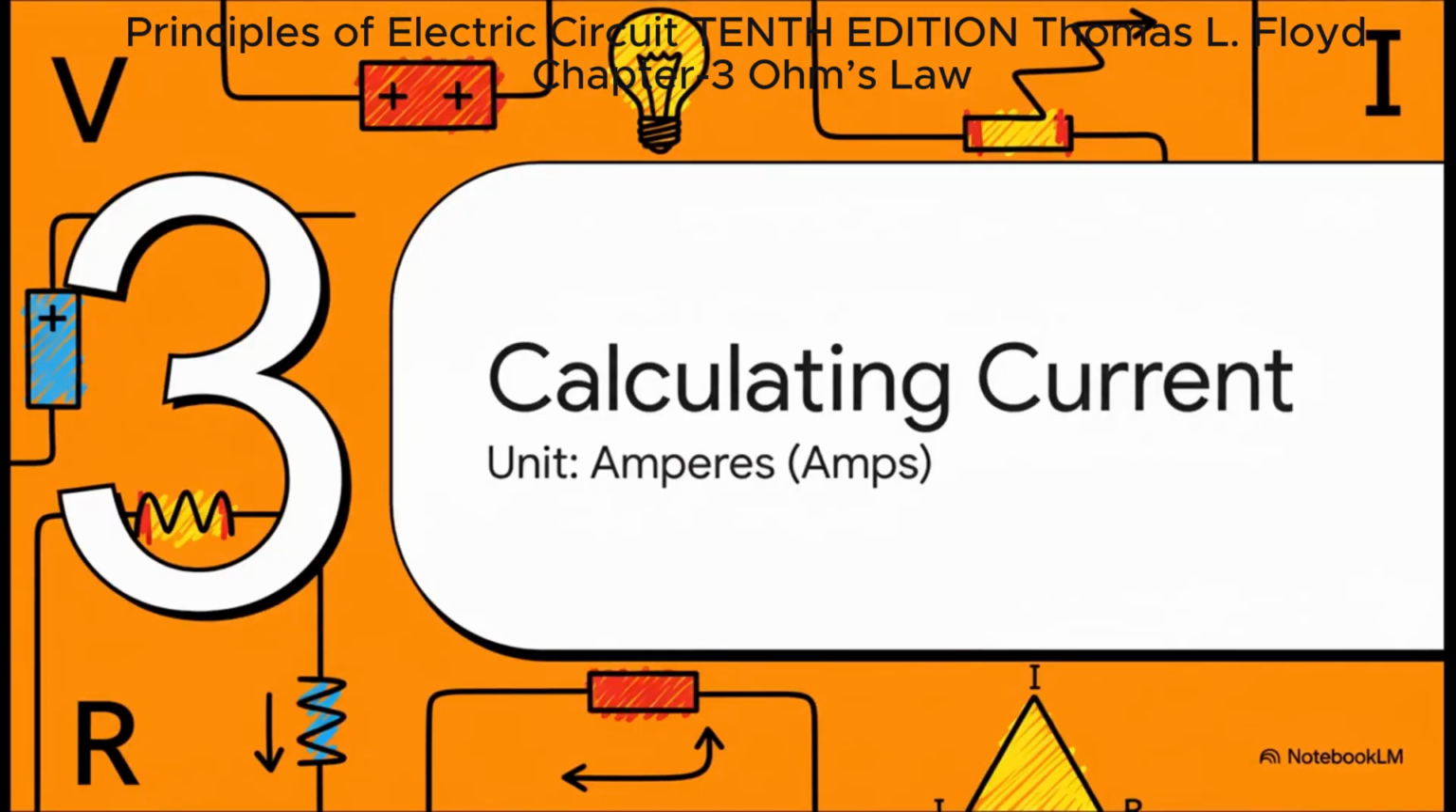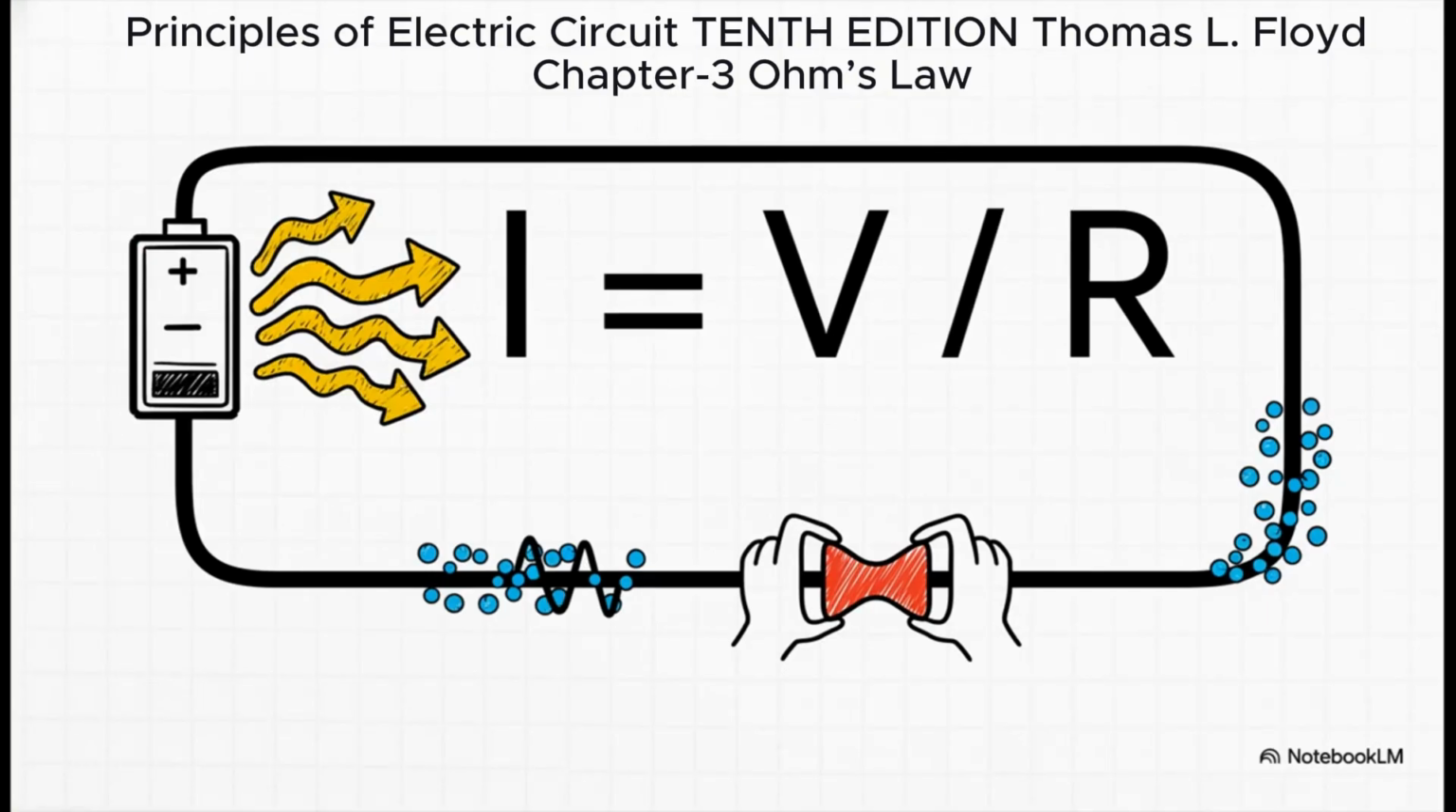Okay, first up, calculating current. And just as a quick reminder, current is the actual flow of electricity, and we measure it in amperes, or amps for short. So let's see how we can figure it out when we already know the voltage and the resistance. And the formula? It's super simple, and actually really intuitive when you think about it. The current that's flowing is just equal to the voltage that's pushing it, divided by the resistance that's holding it back. Push divided by pushback.